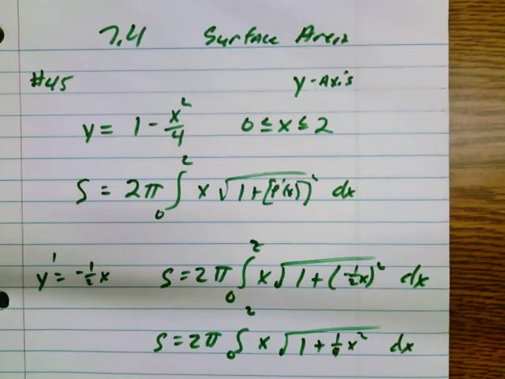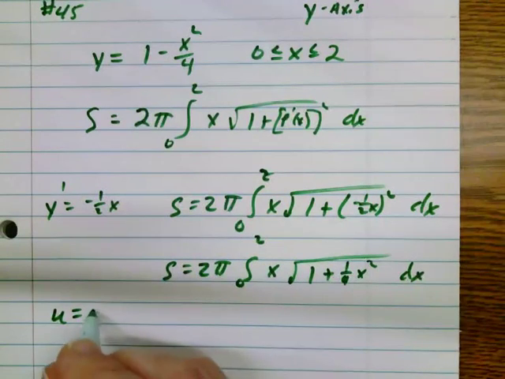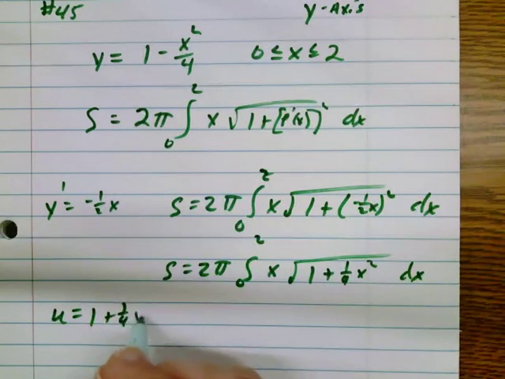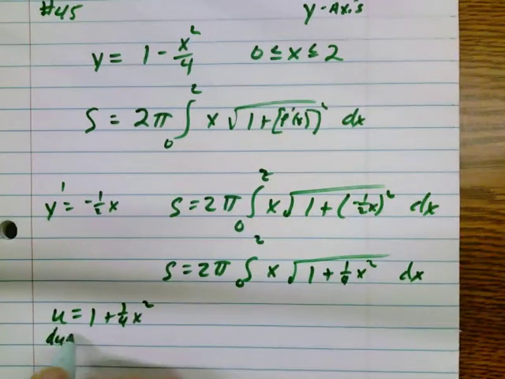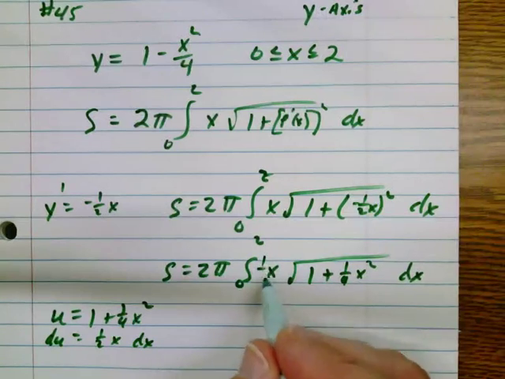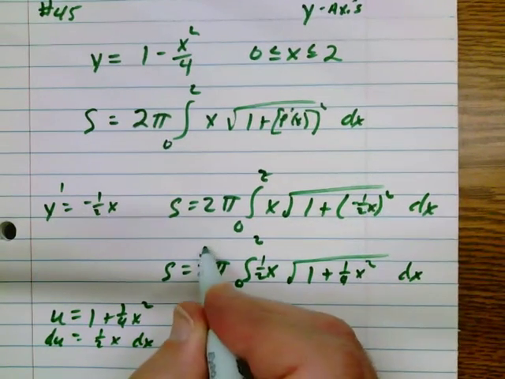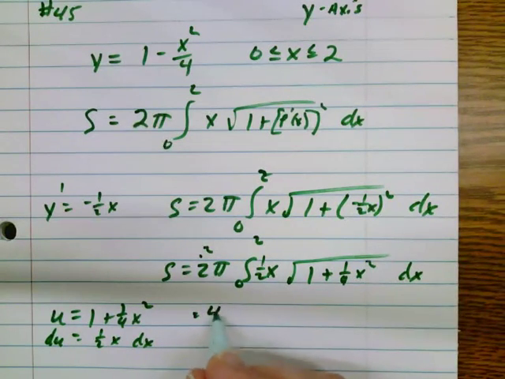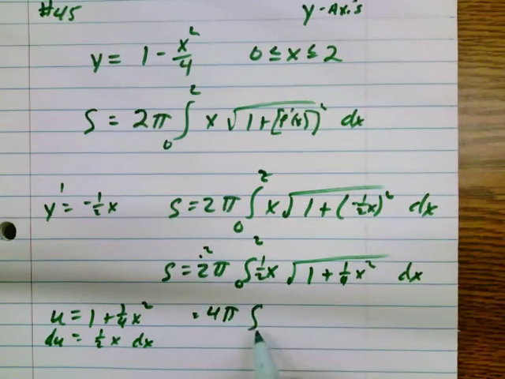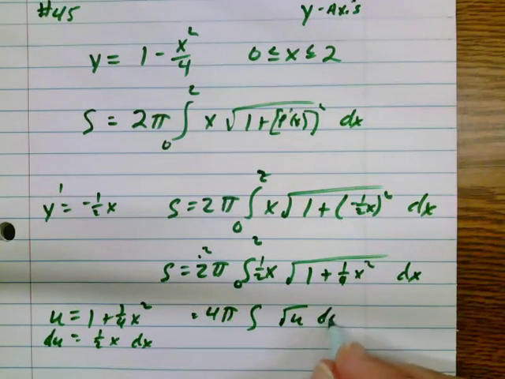So now if I try a u substitution, my u would be the inside of my radical, 1 plus 1/4 x squared. Then my du would be 1/2 x dx. I have the x there, so all I need to do is get the 1/2. So I'd have to counter with a 2 on the outside. So now I really have a 4 pi. I'm going to leave my limits open-ended. Square root of u du.